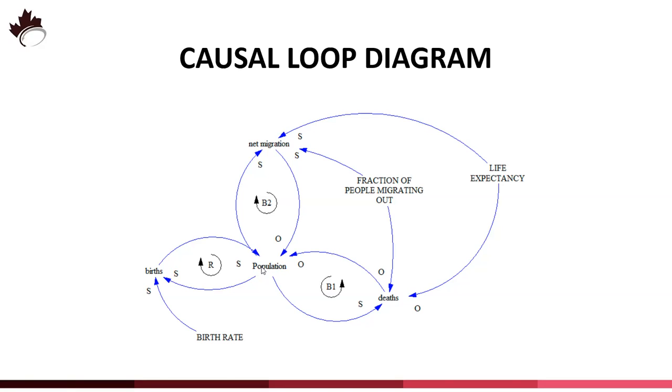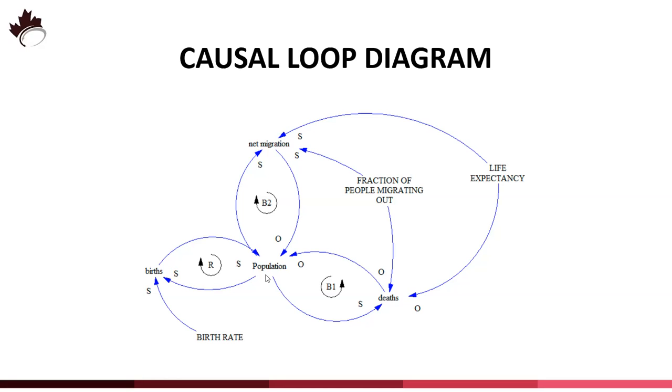And in fact, it's a reinforcing feedback loop. That is, it's growing exponentially, and if you look at the polarities, they sum to a positive value if you multiply them together. But it's pretty easy to trace through the model and realize that this is a reinforcing loop.